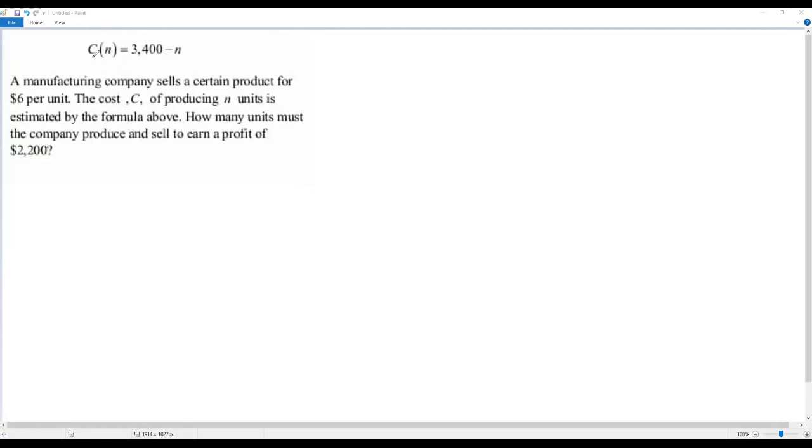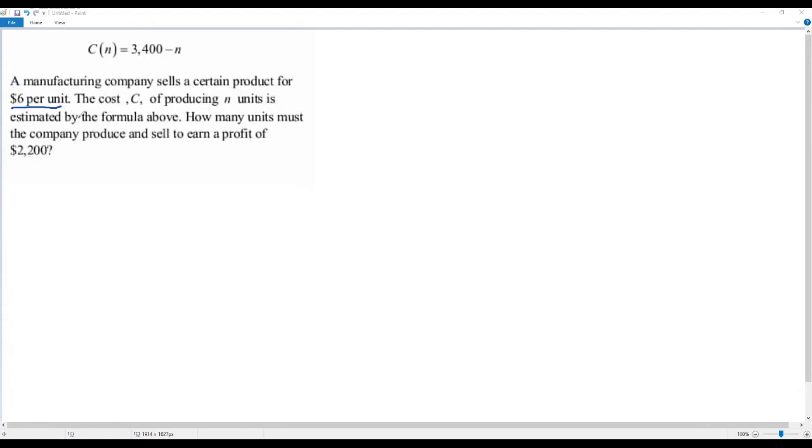Okay, here in the given equation, the C represents the cost and n represents the number of units. According to the question, we have to find the value of n, that is the number of units, for which we have the profit of $2,200. Here there is information about the selling price of the product, that is $6 per unit. That is, the selling price of 1 unit of the product is $6.